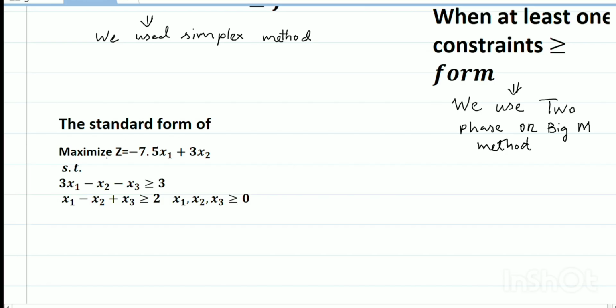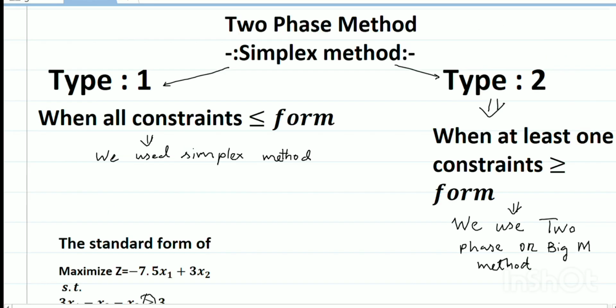Maximize z equals to minus 7.5 x1 plus 3x2 such that 3x1 minus x2 minus x3 greater than equals to 3 and x1 minus x2 plus x3 greater than equals to 2. So you see the constraints are in greater than equals to form. So it is BGAM, otherwise two-phase method. In this video I will solve this problem with the help of the two-phase method.